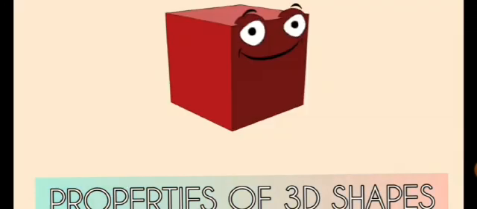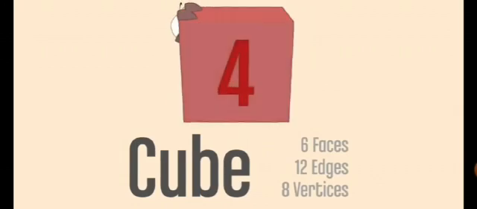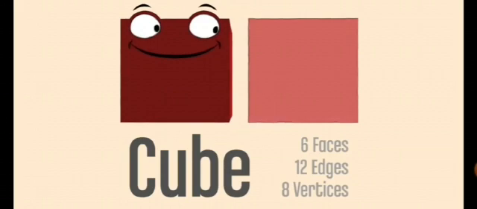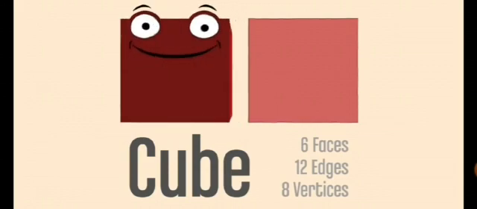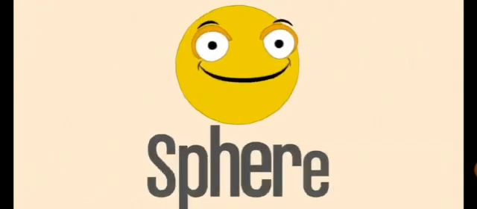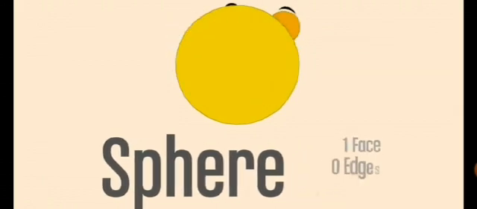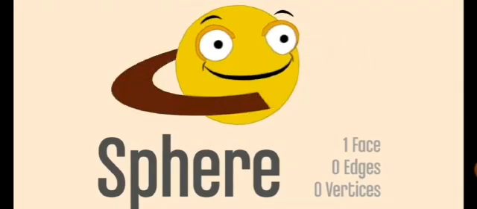Now we will see properties of 3D shapes. It's a cube. Now we will discuss its properties. It has 6 faces, 12 edges and 8 vertices. But in grade 1 you need to learn about just the faces of 3D shapes. Now it's a sphere, a lovely sphere. As you can see, a sphere has just one face and it has no edges and no vertices.